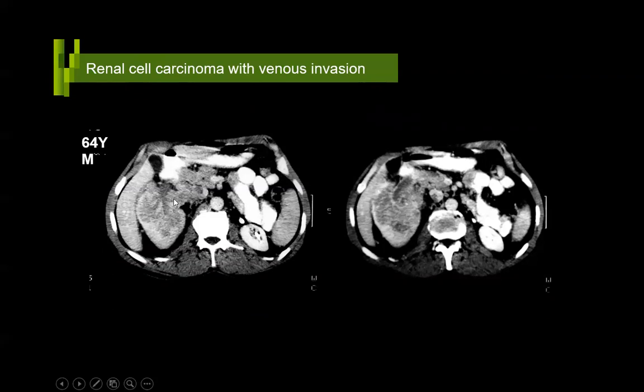So this is actually the aorta, and this is the IVC, and this is the renal vein. So it has actually gone into the renal vein. It's the tumor extending locally or infiltrating the renal vein, and it's extending into the IVC. So when you have this, obviously the stage is going to be stage 3. We'll talk of the staging later.